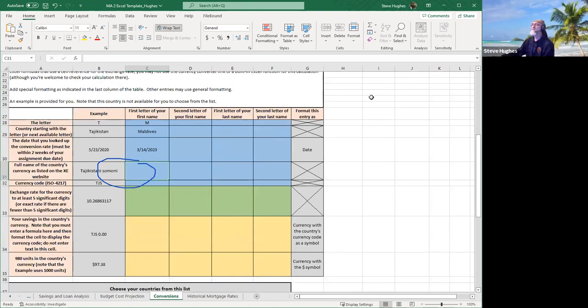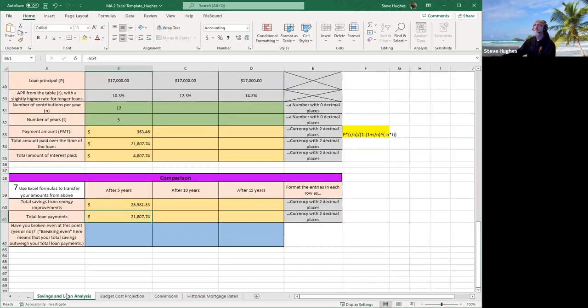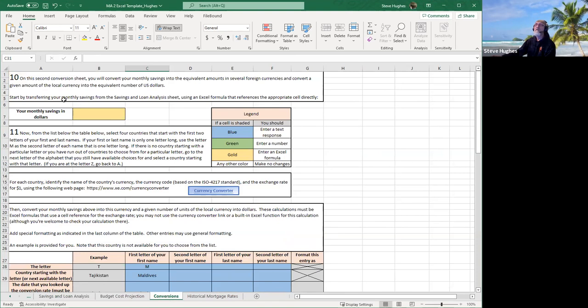On to conversions. All right. So first letter of your name, second letter of your name, first letter of your last name, second. Oh, I forgot something here. There we go. What was your monthly savings in dollars? Okay. This says do what? Start by transferring your monthly savings from the savings and loan analysis sheet using Excel formula. Savings and loan analysis sheet. Where was that? Oh, that was back here, right? That was back here. All right. What am I trying to think about bringing forward? Start by transferring your monthly savings.